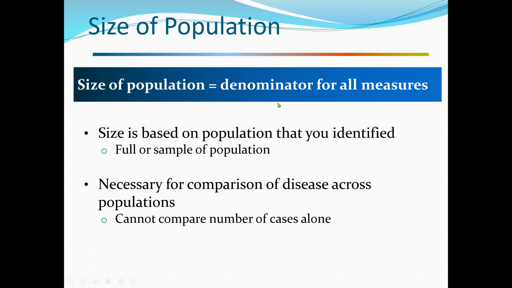And then also the size is based on the population that you identify, whether it's the full size or just a sample of the population. A sample means a subset of the population. For example, the population may be 1 million and a sample can be only 100 or 1,000. This is necessary for comparison of disease across populations. So we cannot compare the number of cases alone.